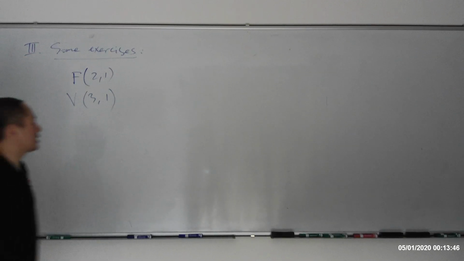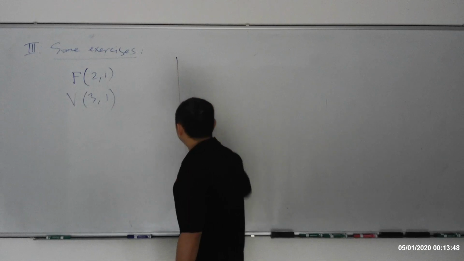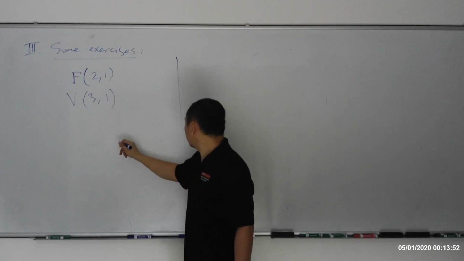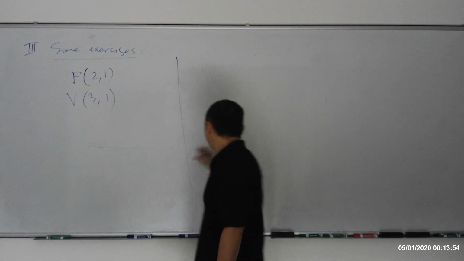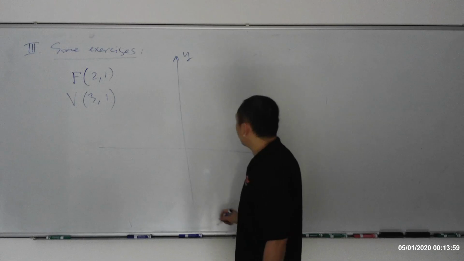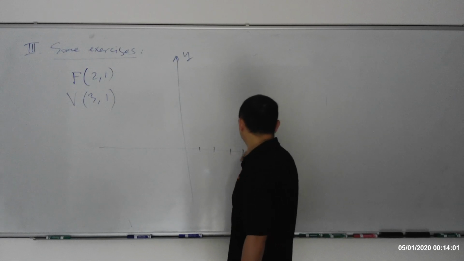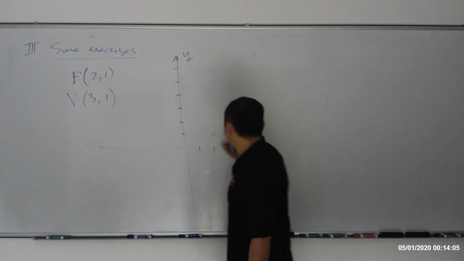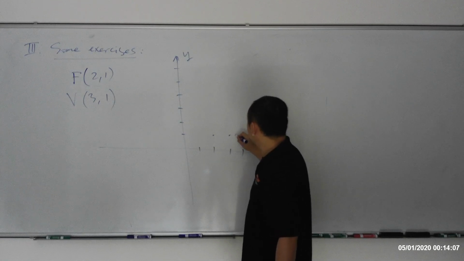The best way is to sketch a graph. See what you got in there. Okay, so this is what we have. X-axis, y-axis. The focus is at (2, 1), right here. And the vertex is at (3, 1). This is the focus, and this is the vertex.